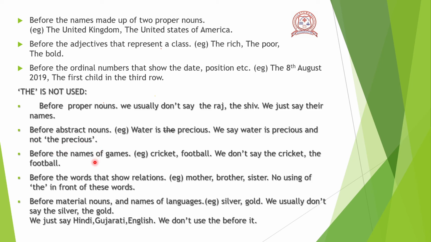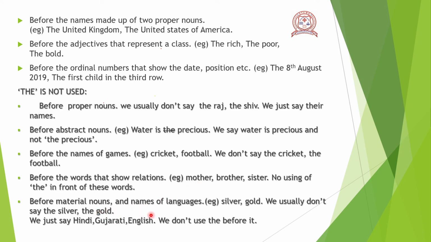The third point, before the names of games. Example, cricket, football. We don't say the cricket, the football. The fifth point, before the words that show relations. Example, mother, brother, sister. We don't use the in front of these words like the mother, the brother, or the sister. We just say she's my mother. We don't say she's my the mother. We don't usually say that.